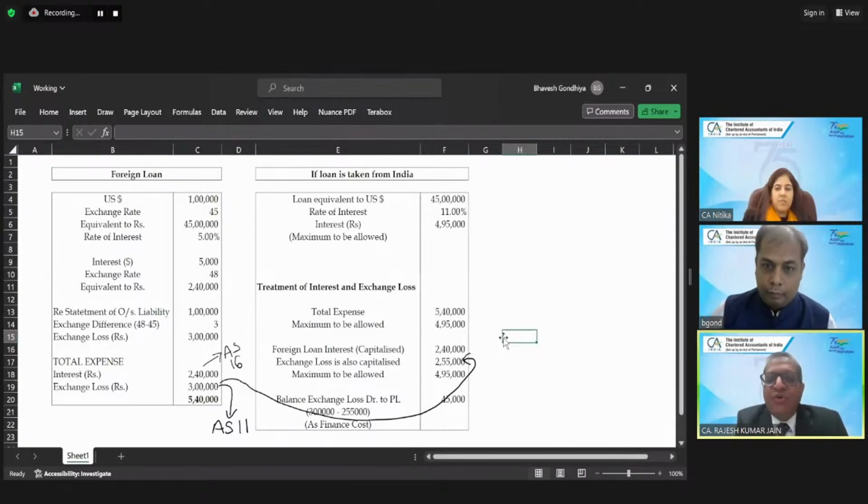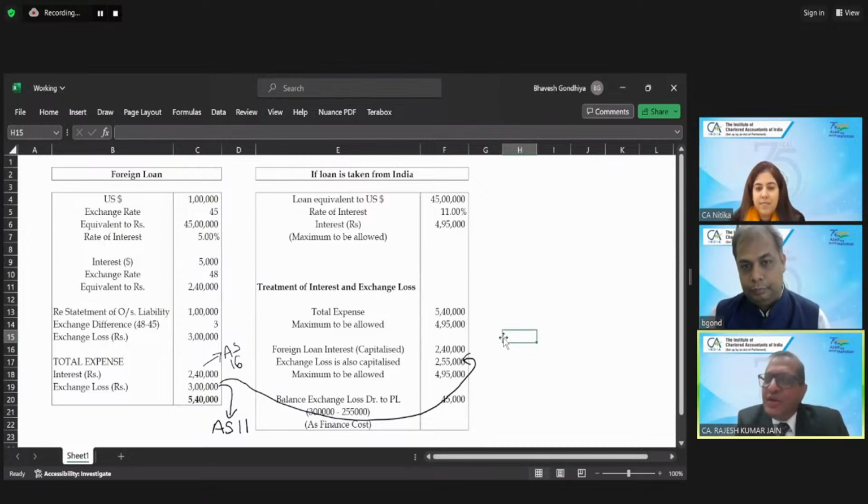One as a finance cost and another as an exchange difference on foreign currency transactions and translation. Foreign currency transaction and translation is to be disclosed in the other expenses, and the finance part is to be disclosed under the finance cost.